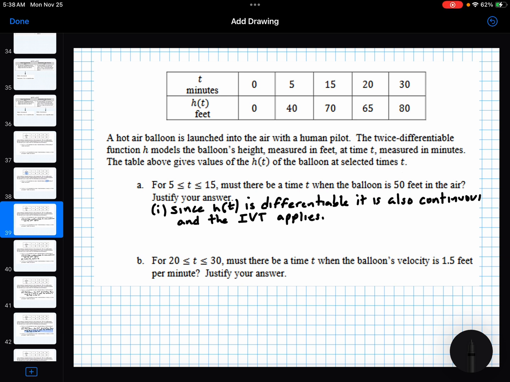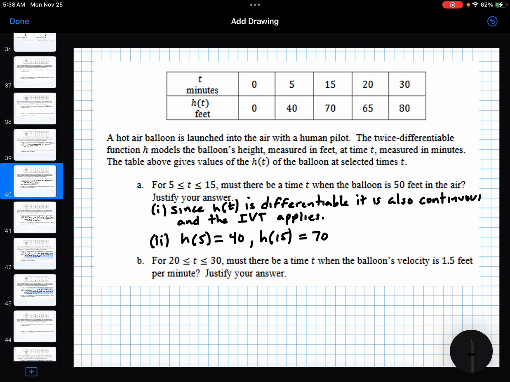Part 1. Part 2, for the intermediate value theorem, you've got to show the y value at the start of your interval and the y value at the end of your interval, in this case, 40 and 70. And then the conclusion says there has to be every y value that gets touched in between 40 and 70. You have to hit every y value if it's a continuous function. They're asking us to prove that the height is 50 at some point. Since 50 falls in between 40 and 70, this works out.